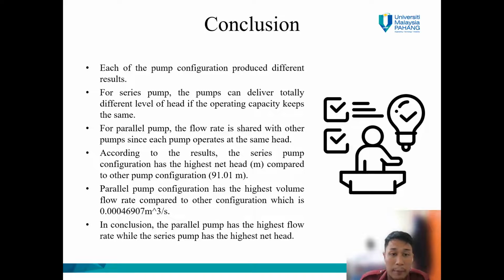Then, according to the results, the series pump configuration has the highest net head in meters compared to other pump configurations, which is 91.01 meters. Other than the net head, the parallel pump configuration has the highest volume flow rate compared to other configurations, which is 0.004697 meter cube per second. Lastly, to conclude our experiment, the parallel pump has the highest flow rate, while the series pump has the highest net head.